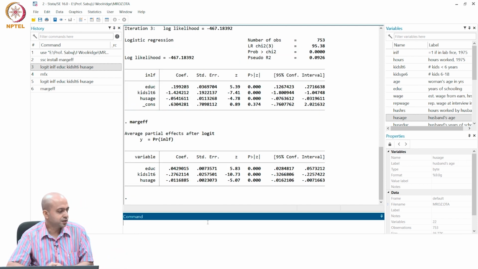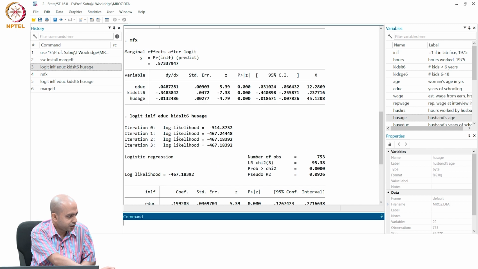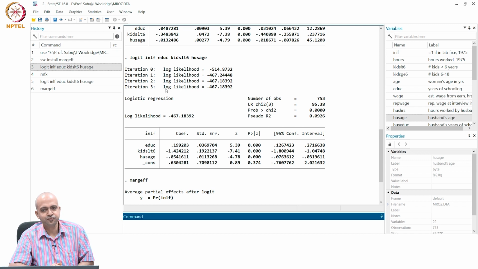Okay, this is called average marginal effect. This is slightly lower. See, the marginal effect in the earlier model, this is 0.0429 and earlier it was 0.0487. So, a little lower. So, average marginal effect is a little lower than the marginal effect for the average individual. But you should know both these two types of marginal effect and in which way these two marginal effects are actually different.